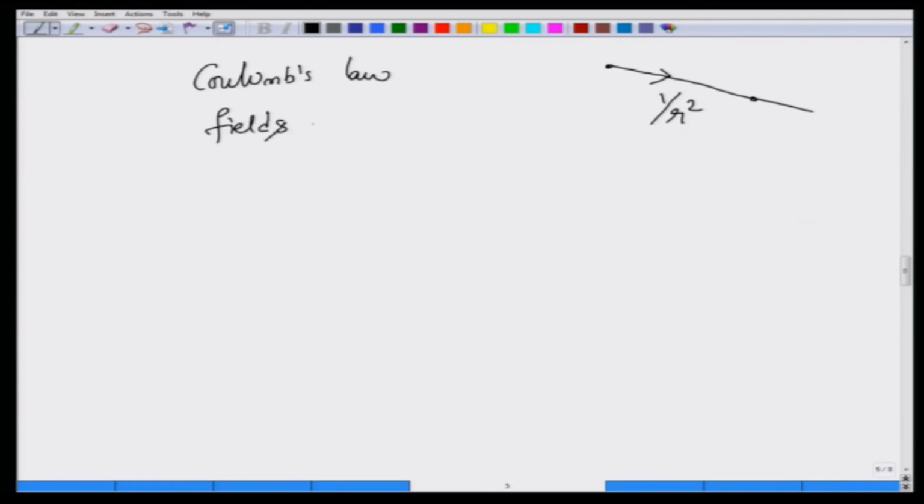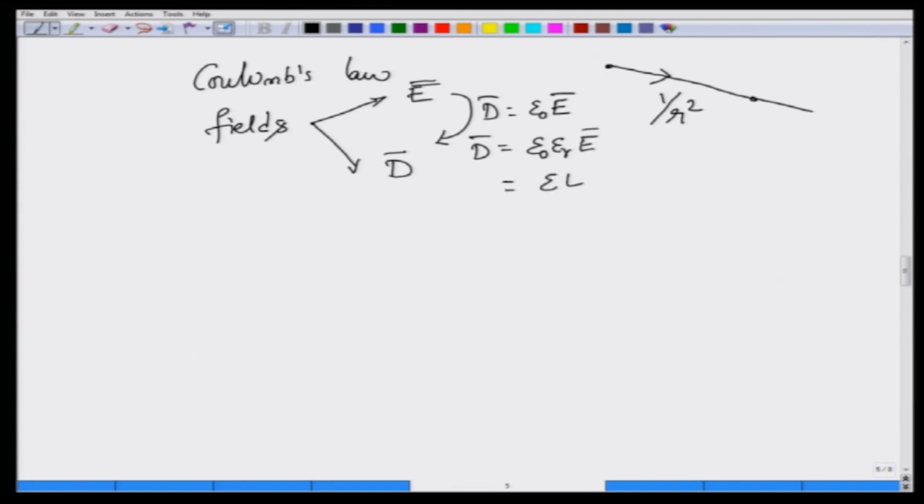In electrostatics, we have introduced two fields, one is the electric field E and the other is the flux density D. In the two cases, we related them. In free space, D was epsilon 0 E, and in case of a medium, we said D is equal to epsilon 0 epsilon r E, or in general simply epsilon times E. However, we did not clarify what we meant by epsilon r, nor did we tell you how to obtain this value of epsilon r for different materials, and that is precisely the subject of the next class.